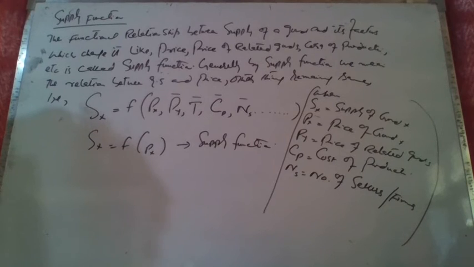So what is supply function? Supply function shows relationship between, or functional relationship between, quantity supply of a good and the factors which change it. When other factors other than price are kept constant, the supply function means a relationship between price and quantity supply of a good.